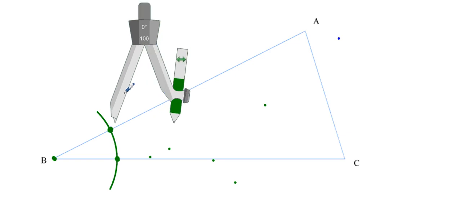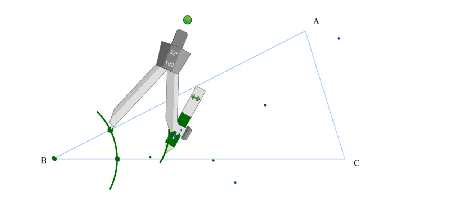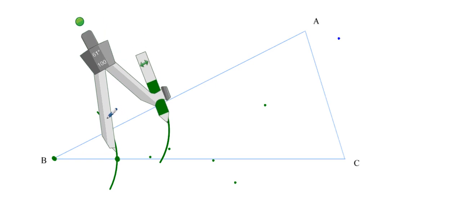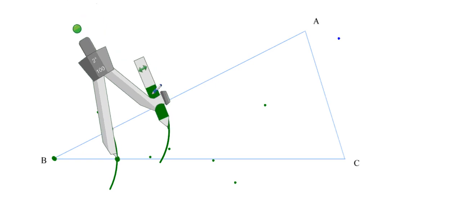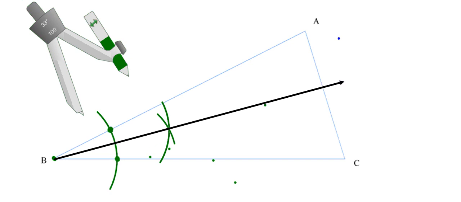But once again, what I'm going to do here is draw some arcs. What's important here is that when you make the first arc, using that first point as its center, you need to use the same compass setting for the second arc. So again, it doesn't matter what that compass setting is, as long as it's the same for both of those arcs. And again, I'm going to draw a nice big bisector. And then I'm going to repeat that construction at point A to construct the bisector of angle A, and at point C to construct the bisector of angle C.